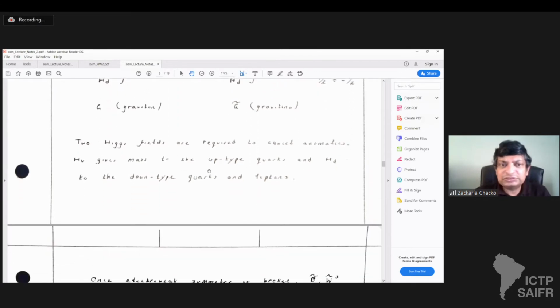And this is just what I said earlier. You need two Higgs fields to cancel the anomalies. And one of the Higgses gives mass to the up-type quarks, the other to the down-type quarks and leptons.